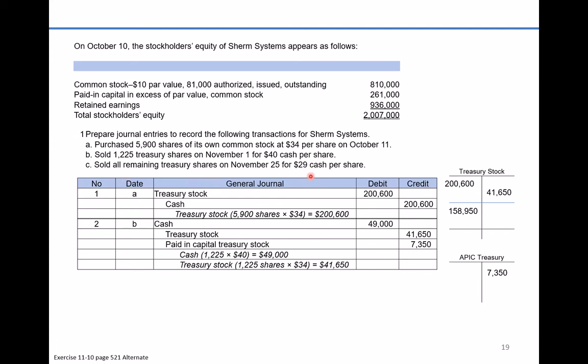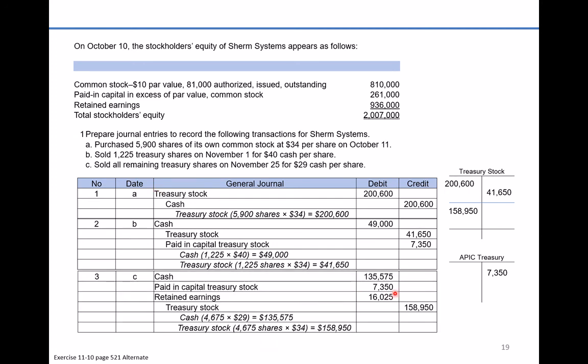The $29 per share times the number of shares remaining is going to give us cash of $135,575. So cash gets debited just like before when we sold it. Cash gets debited 4,675 shares. Remember, that's the remaining ones after we sold them from transaction B. We sold them at $29, so we record cash of what we received from the folks that bought the shares. We received cash of $135,575. Okay, now let's actually jump down and look at the Treasury stock transaction.